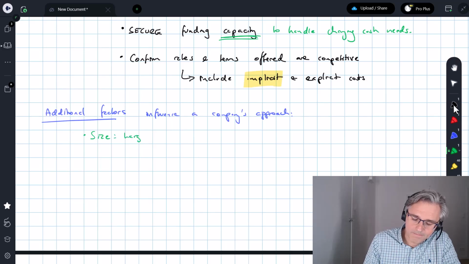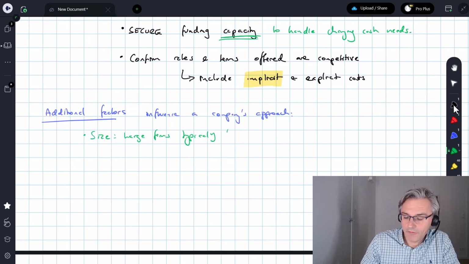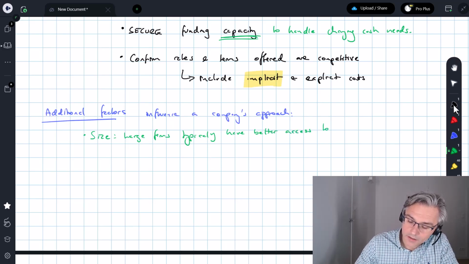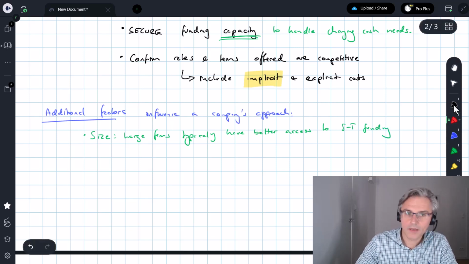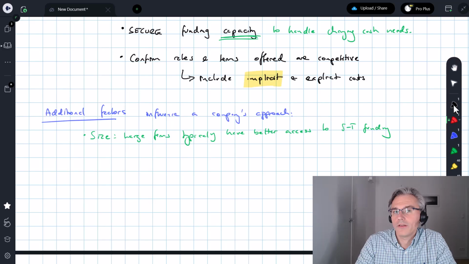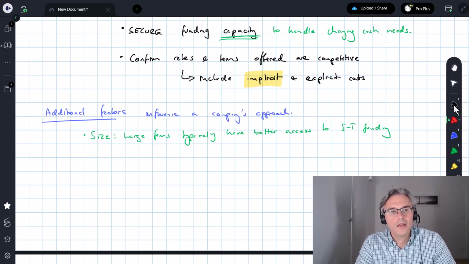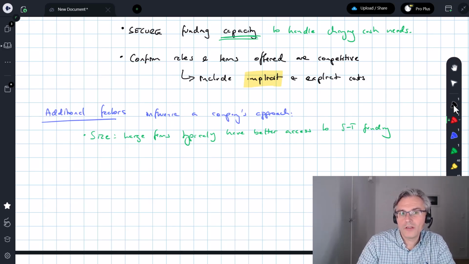Large firms have better access to short-term funding, especially of an unsecured nature. They can easily borrow from banks, but they can easily also issue something like commercial paper, quick short-term funding, which smaller companies don't have access to.